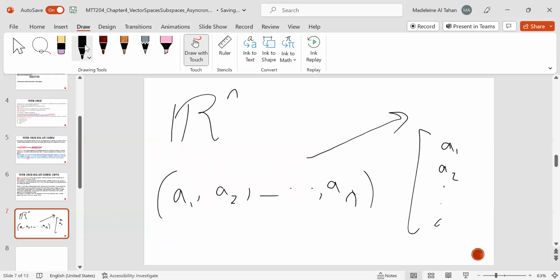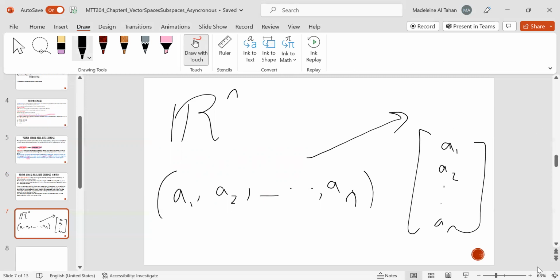a1, a2 till an. Let's think a little bit about addition of vectors in Rn. Do we still remember how to add two vectors? All we have to do is go to the corresponding entries and add them, right? And what about the scalar multiplication?